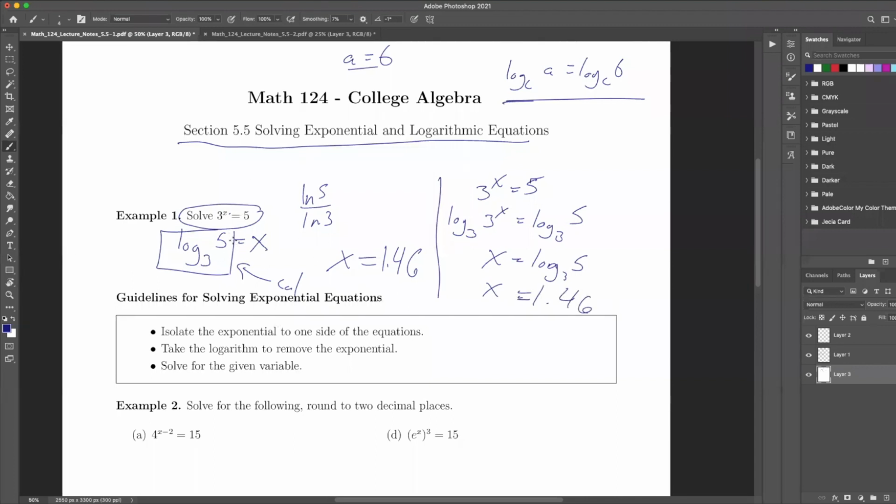That's really what we're going to be doing. If I was going to solve this directly, I'd just rewrite it as a log equation and solve. But given an expression, no matter what it is, I can always just take a log of both sides. That's a valid thing to do. If a equals b, then log base c of a is equal to log base c of b. That makes taking a log of both sides an allowable operation. So here are our little steps. First, we're going to isolate the exponential to one side of the equation. Second, we're going to take the logarithm to remove the exponential. And third, we're going to solve for a given variable.